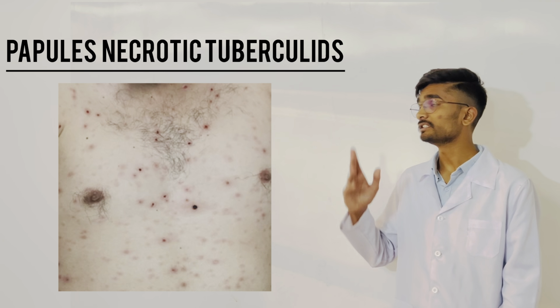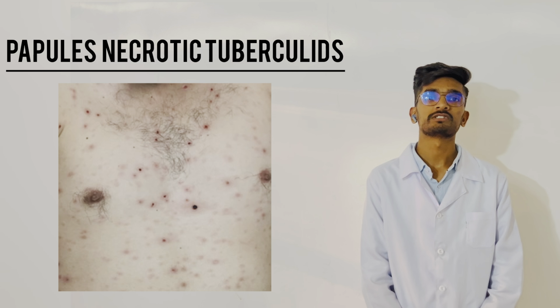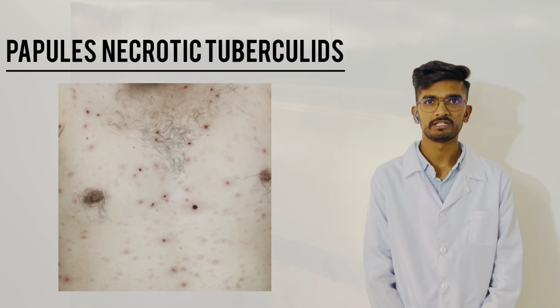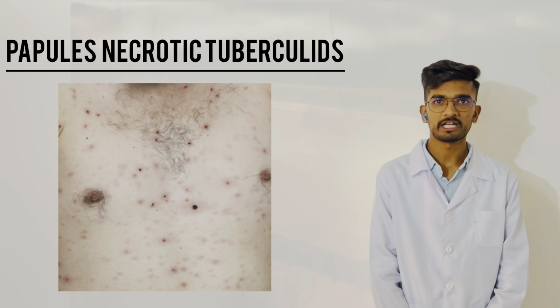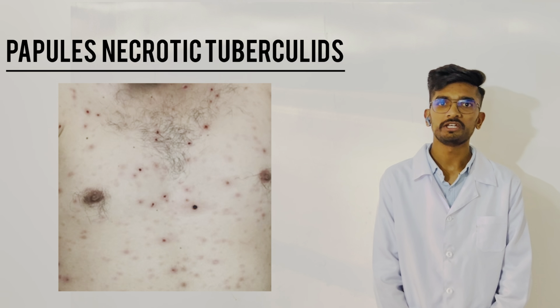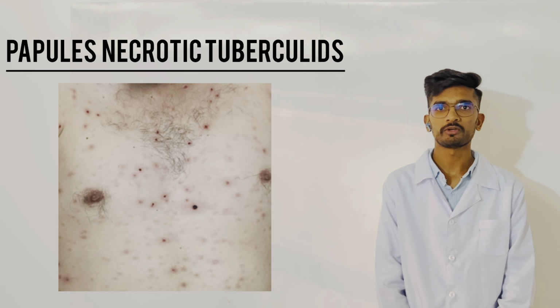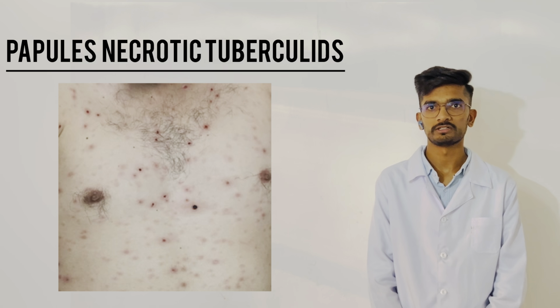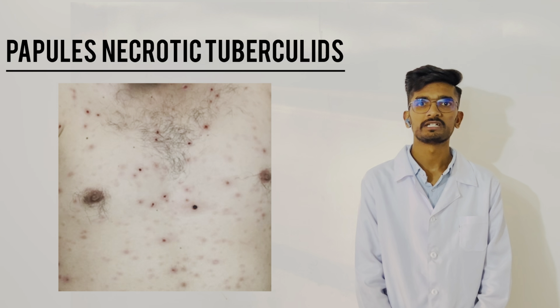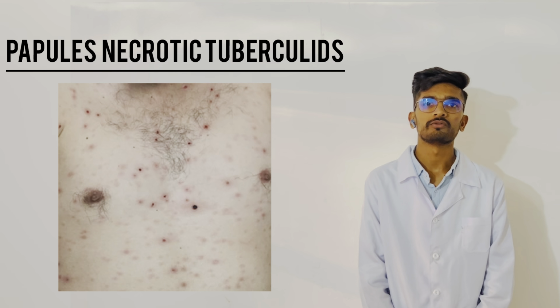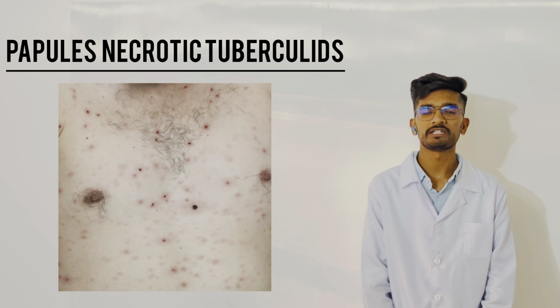As you can see in this picture, papulonecrotic tuberculid is seen. Necrotic papules are present on the extensor surfaces, more common in adults. It heals with scars, and in biopsy, obstructive vasculitis is seen.